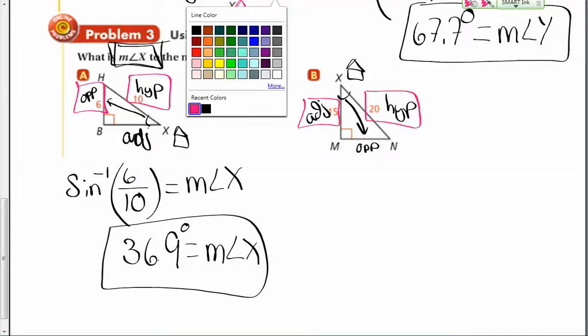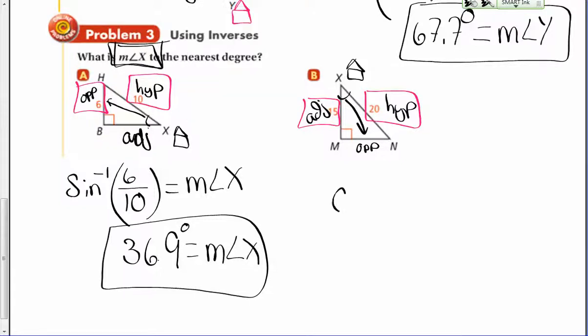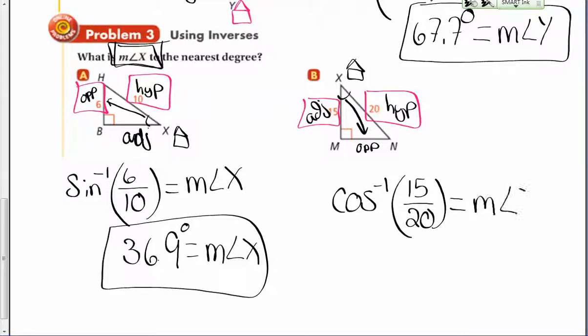I'm going to go to my foldable, and I'm going to ask myself who goes with adjacent and hypotenuse, and you should find that it's the inverse cosine. The inverse cosine of adjacent over hypotenuse equals the measure of angle X. And then I just type it in. Second cosine 15 divided by 20. Hit enter, and I'm getting 41.4.